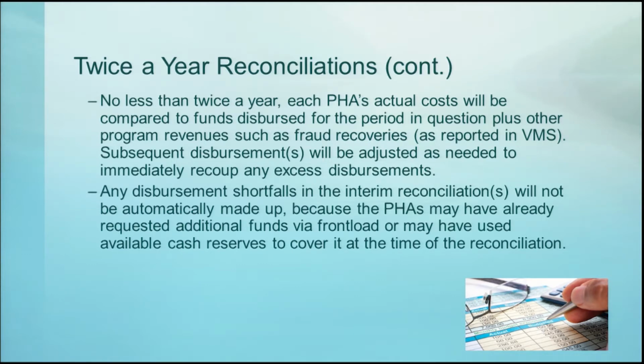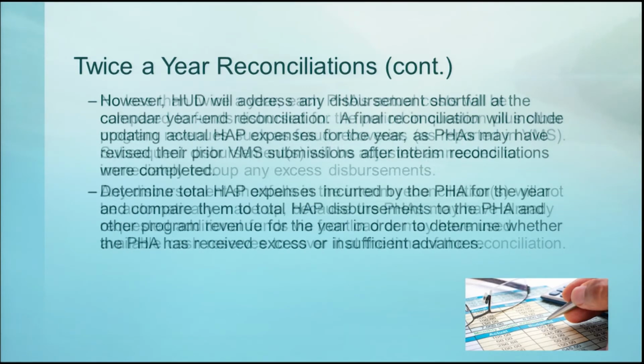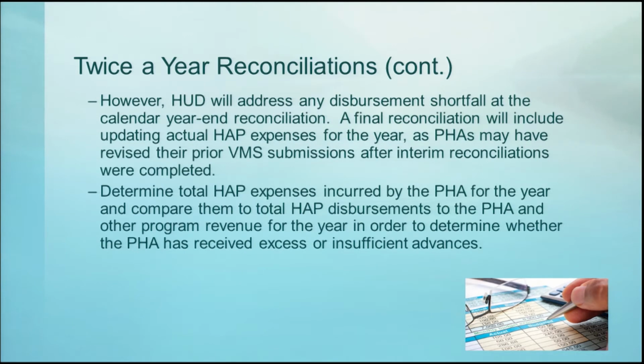On the interim non-calendar year reconciliation, any disbursement shortfall will not be added to next disbursement. PHAs may have previously requested additional funds via Frontload or used available cash reserve. At calendar year end reconciliation, HUD will address any shortfalls.